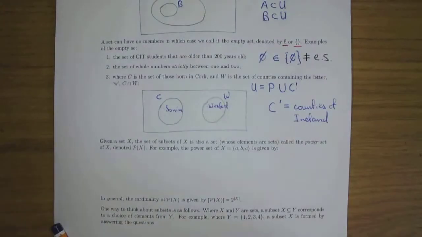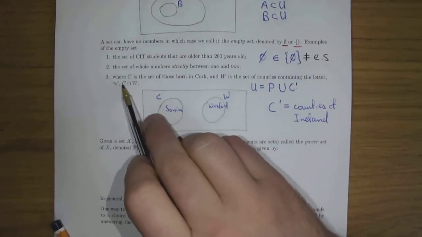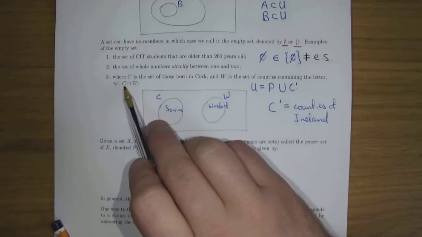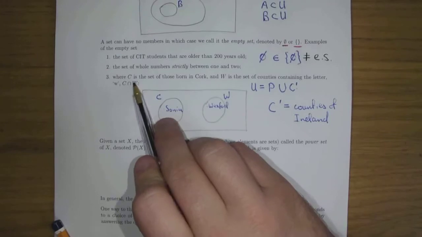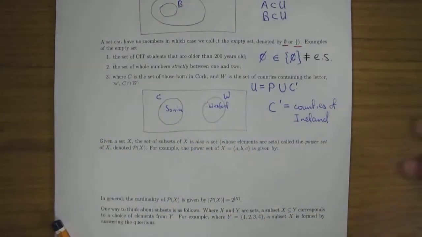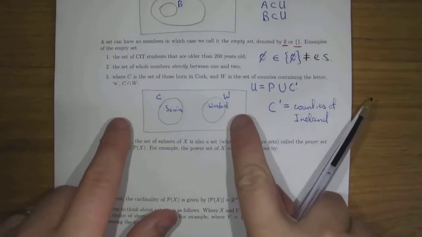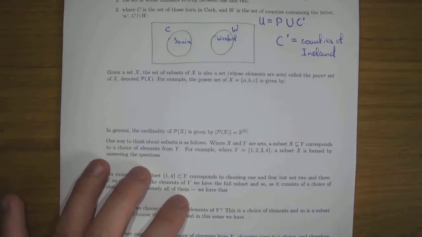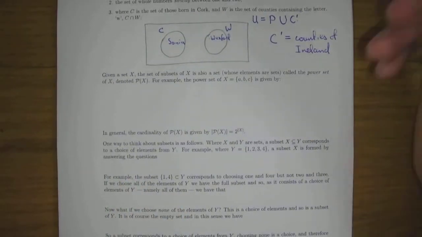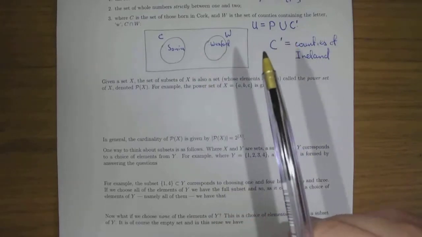Okay, so this is the people born in Cork and counties containing the letter W. Of course, no person is a county, and no county is a person. So the intersection is the things that are in both of these. There's none of them. That's the empty set. Okay. So given a set X, the set of subsets of X is also a set.